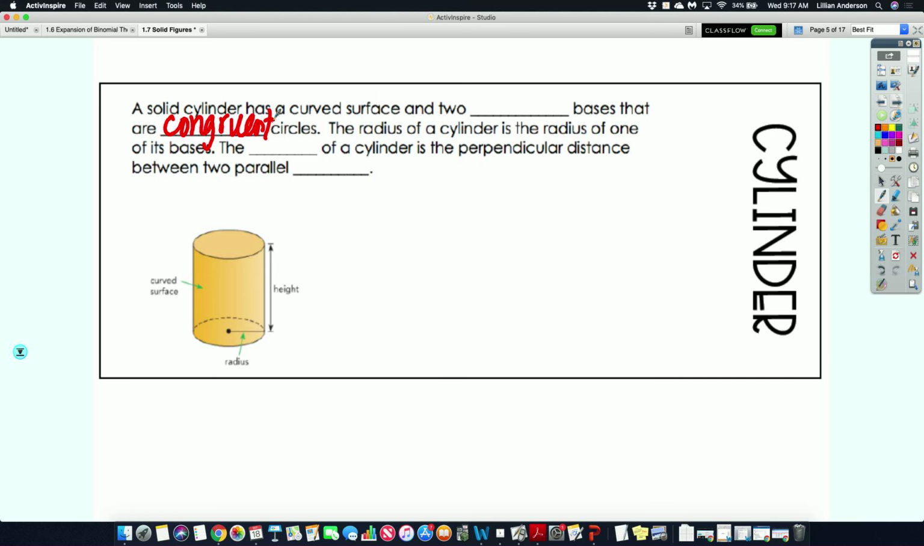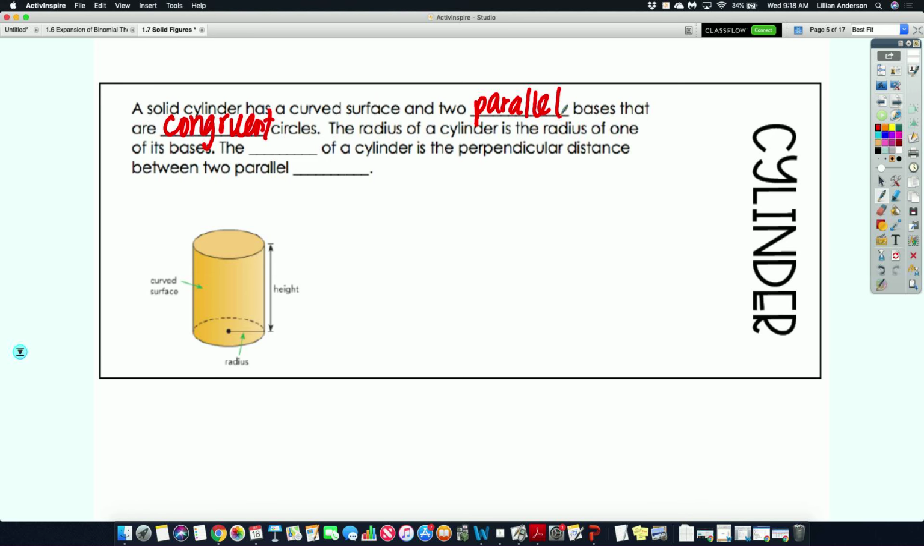Yes, parallel, right? You never went to the store and got a can of green beans that was slanted, right? If you did, you probably were like, okay, I'm not buying this can of green beans. I'm gonna get the regular, parallel base one. Okay? So that's two parallel bases that are in the shape of circles, and yes, those circles are congruent. The radius of a cylinder is the radius of one of its bases. And the length of the cylinder is the perpendicular distance between the two parallel bases.